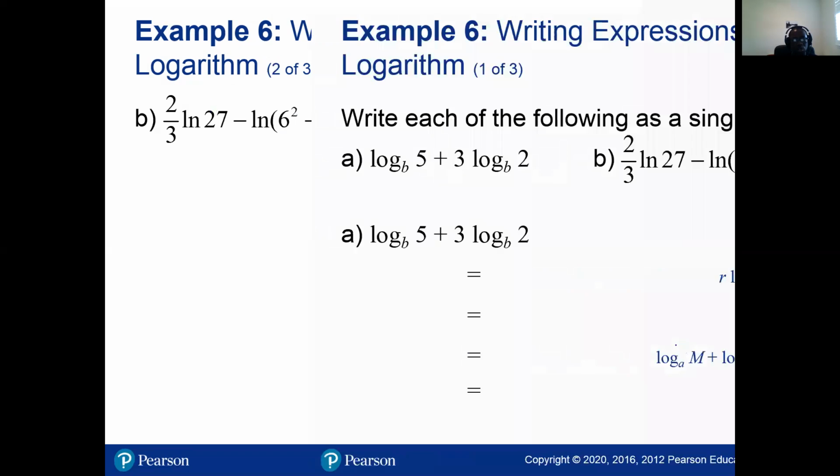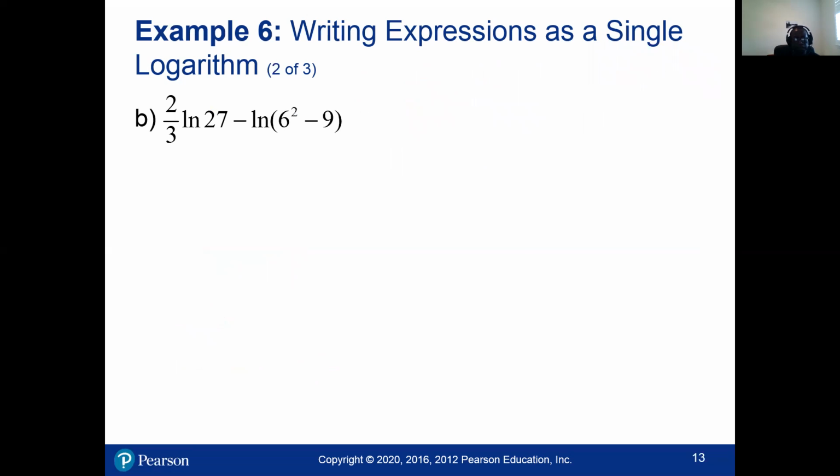Now let's go to part B. Now let us notice that this is natural log. So the base is e for both of them. All right, for both of them. But we will use the first property now because it's 2/3 times that. Okay, first thing is that I want to write natural log of 27 raised to 2/3 minus natural log of 6 squared minus 9.